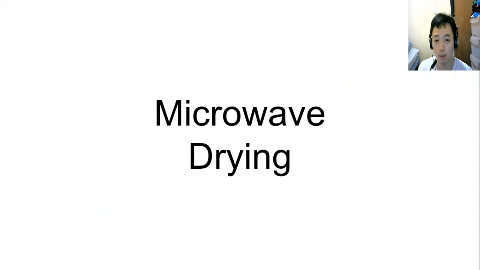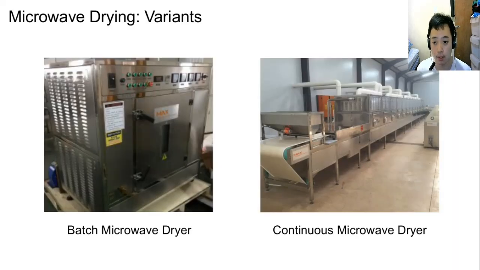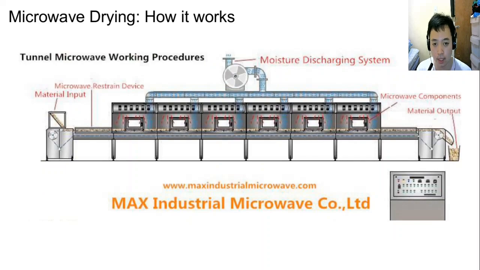Next is microwave drying. Now, in microwave drying, it's like continuous drying, but it uses microwave instead of hot air. They have a batch dryer type as well, a batch variant of microwave dryers. Now, this is the diagram. It shows how it works. So, the products will go through here using a conveyor. It will move while it's being dried by microwave.